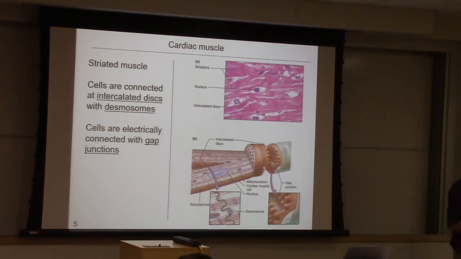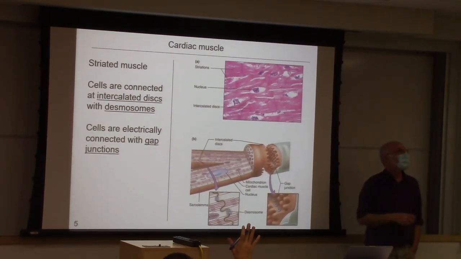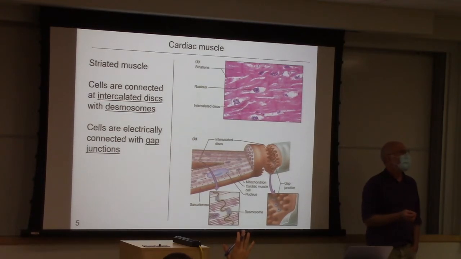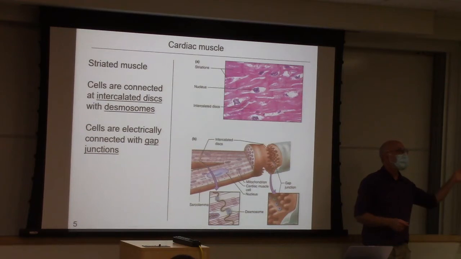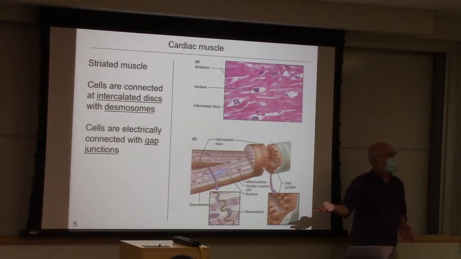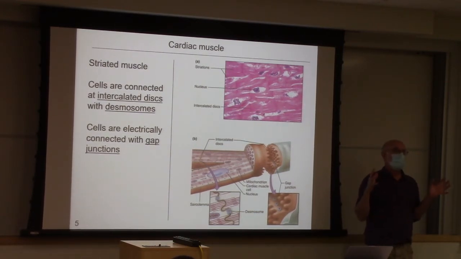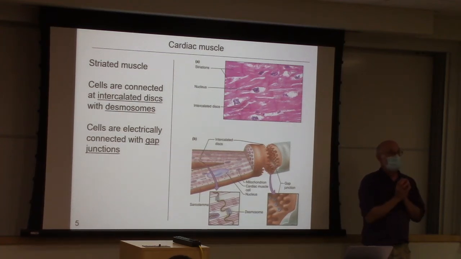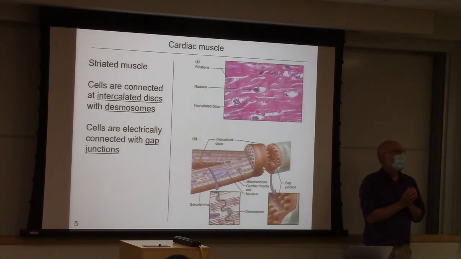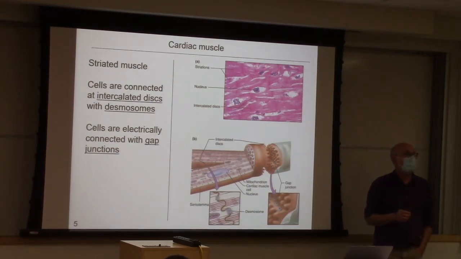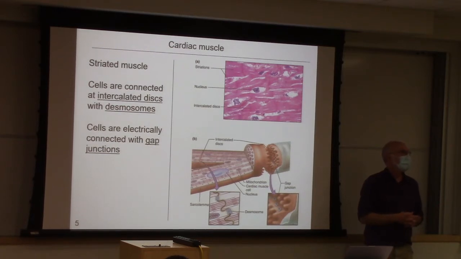Now, why would we connect this cytoplasm? You'll see. The short answer is because when the heart contracts, we want the whole muscle to contract at the same time. We don't want this part to contract separate from this part. We want the muscle to contract in a unified, consistent, time-organized way. And so we evolved a mechanism for the heart muscle to contract more or less simultaneously.